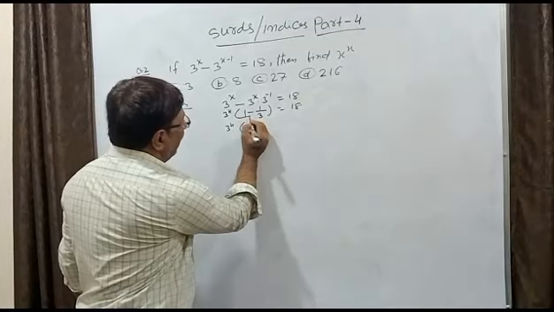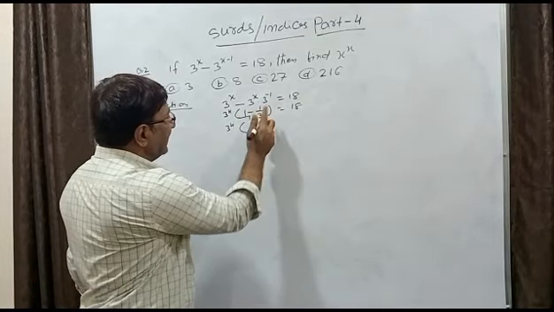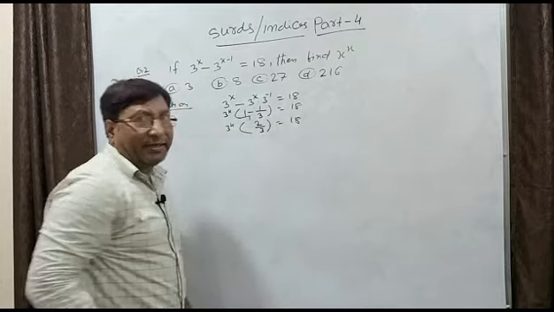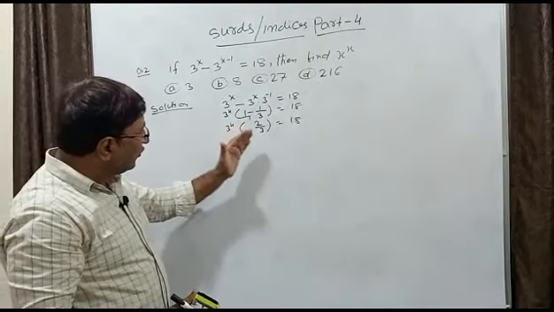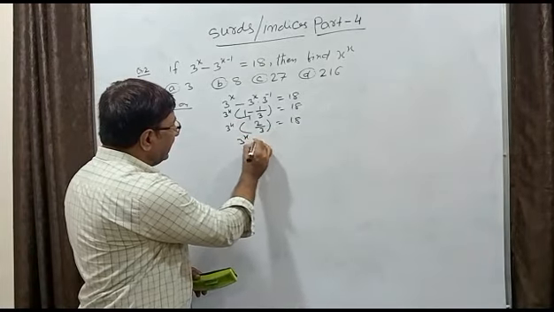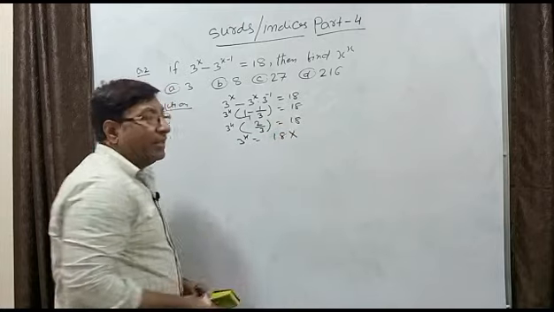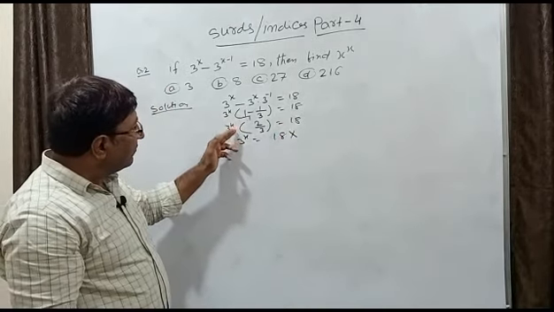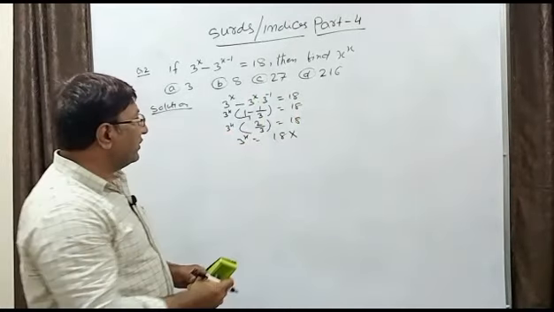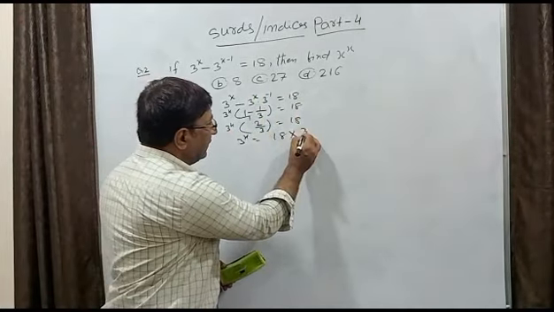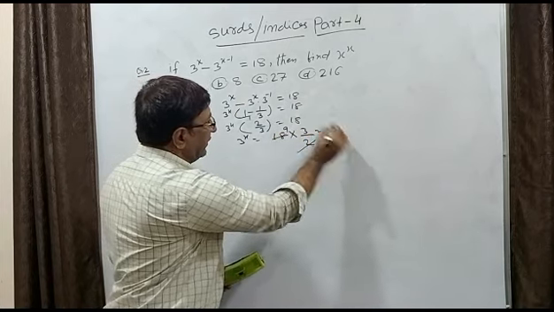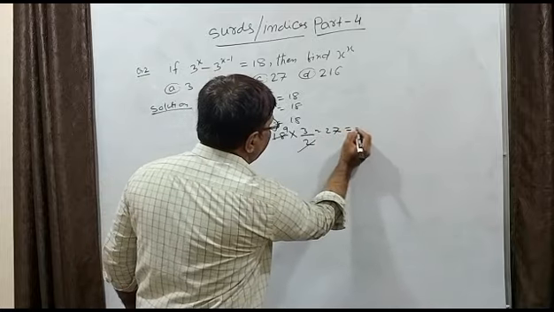When we solve the bracket, 1 minus 1 by 3, we will get 2 by 3. So 3 to the power x into 2 by 3 equals 18. So we can find very easily 3 to the power x: 18 multiplied by, when 2 by 3 goes to the right side, it becomes the reciprocal, 3 by 2. So 2 9s are 18, so we can write 27.